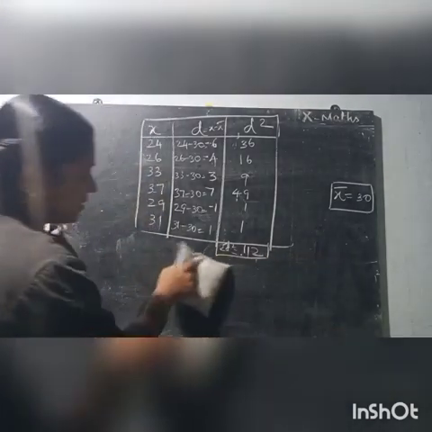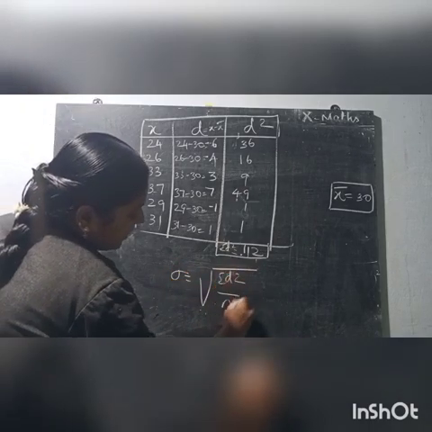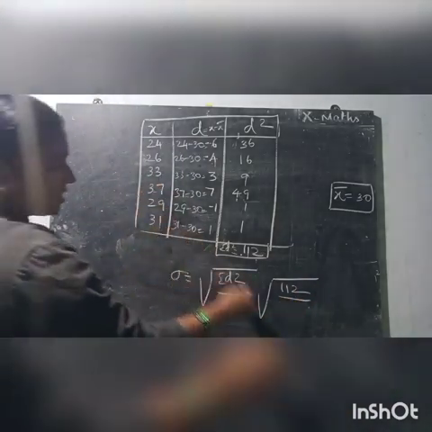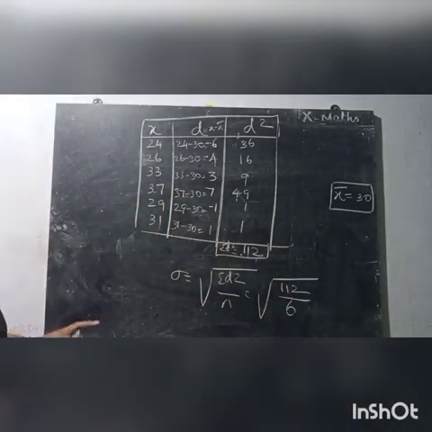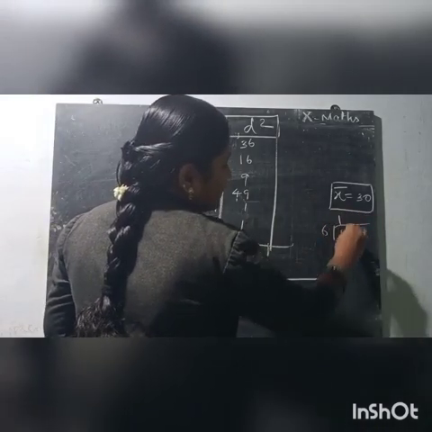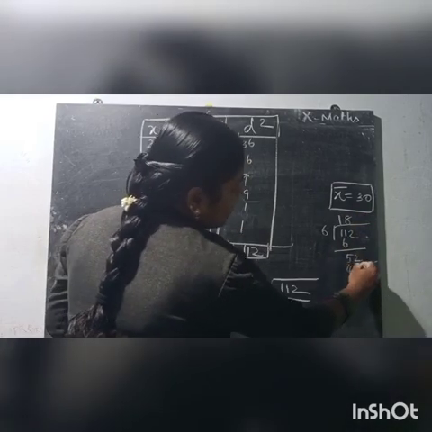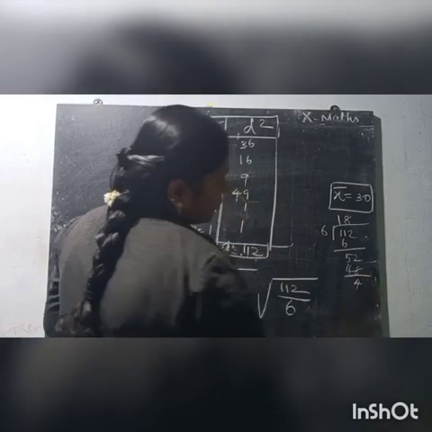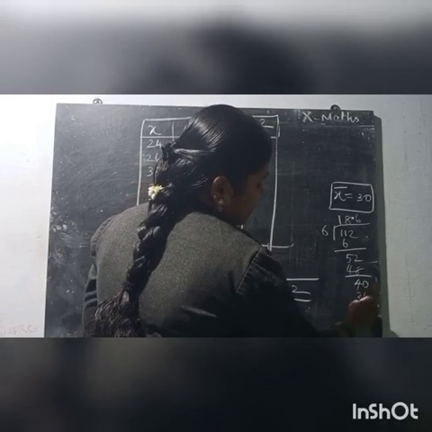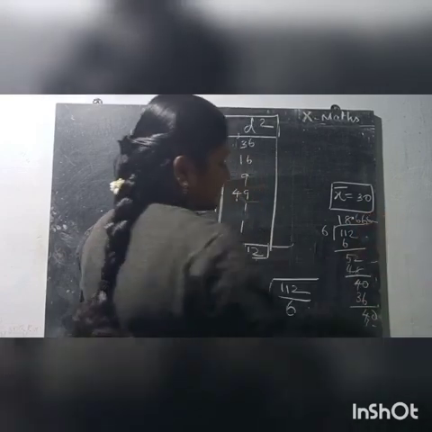Now we substitute: standard deviation equals root of sigma d square by n. So root of 112 divided by the number of observations, 6. So the n value is 6. Now we divide by 6 using the table: 1 times 6, balance 5. In 52, 8 times 6 is 48, balance 4. Then keep the decimal. In 40, 6 times 6 is 36, balance 4. Again 6 times 6 is 36. So we get 18.666.